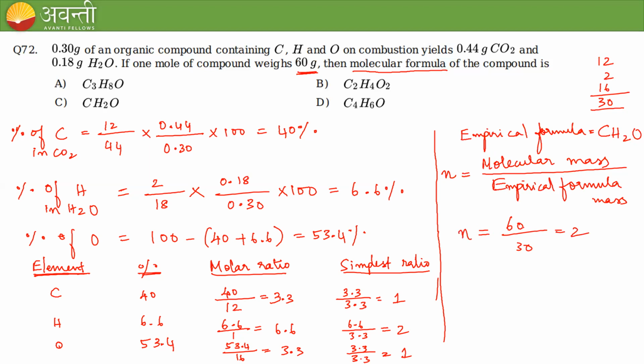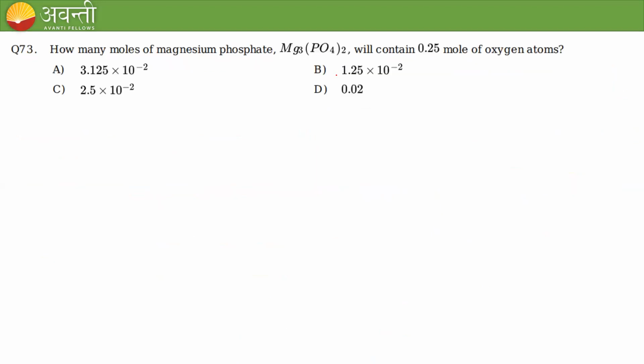So what we need to do? We have to multiply the empirical formula by 2. So we will arrive at the molecular formula. The molecular formula will be C2H4O2. So this is the molecular formula of the compound, and it is given in option B. Molecular formula is C2H4O2. Okay.